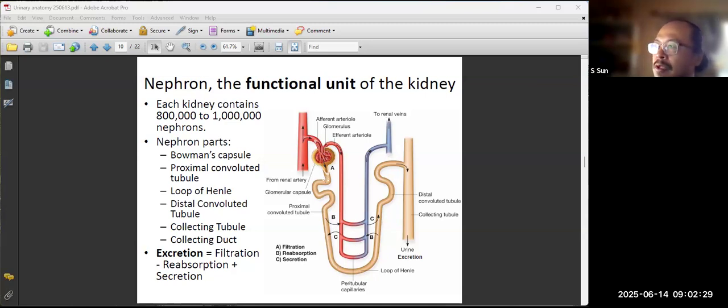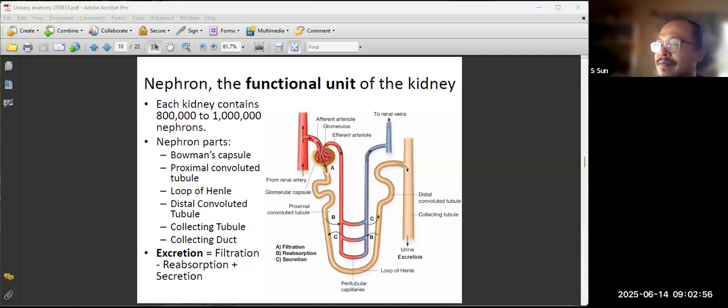So here, we have two capillaries. One is the glomerulus. The other one is the peritubule capillary. Each one of these has a different function. The glomerulus function is filtration, to filter out the fluid into the Bowman's capsule.